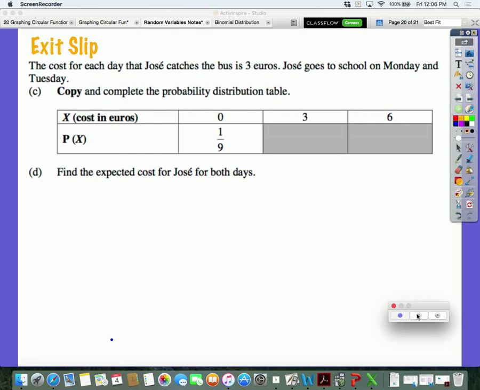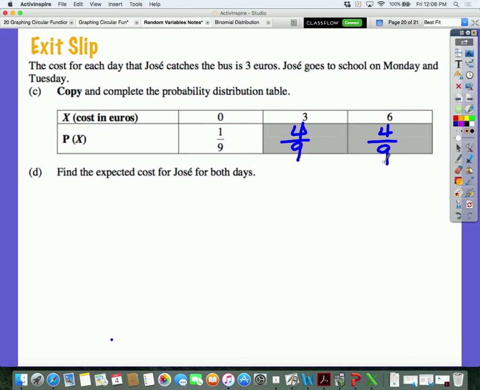So bringing it all together from your problem of the day that dealt with Jose catching and missing his bus. He has to pay €3 every time he catches the bus, and he catches the bus 4 over 9 for 1 day, either Monday or Tuesday, and then also 4 over 9 if he catches it both days. So him paying €6 for both days or €3 for one of the days. Remember that was based off of that very beginning. He had 1/3 that he would miss the bus, 2/3 that he would catch the bus, right?